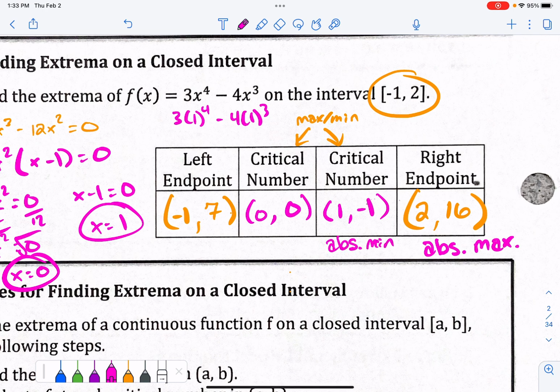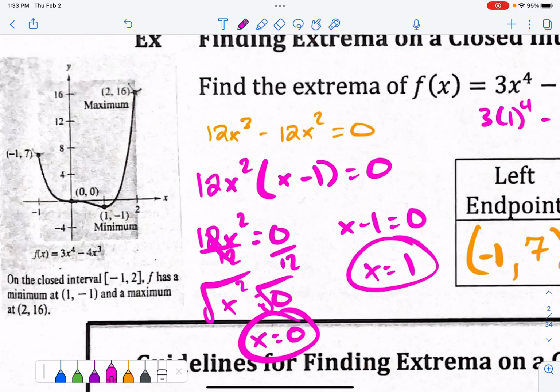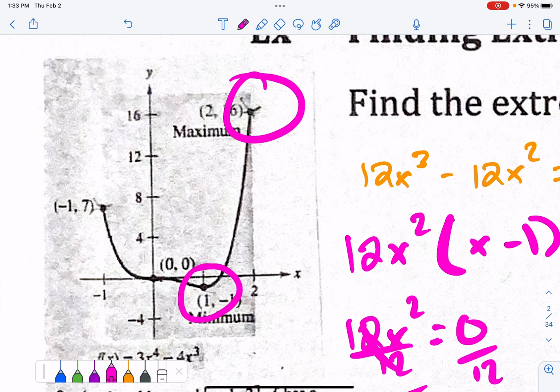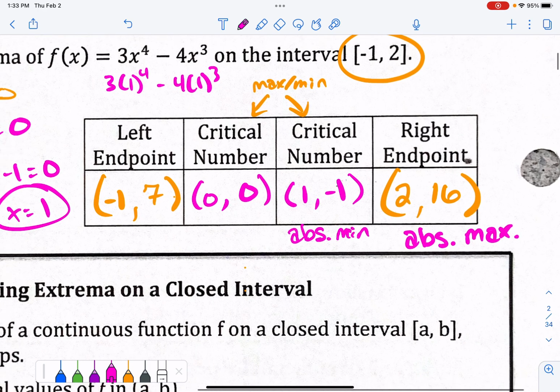Now, the other ones I don't necessarily know if they're maxes or mins, because they could be either one. But I can tell absolutely the lowest point and absolutely the highest point on my graph. Is that consistent? Absolute max here, absolute min here, right? We just said that from the chart. And I did that without having to graph any of that, okay?